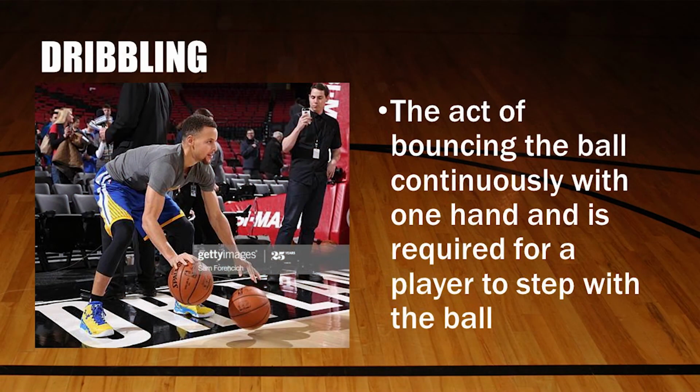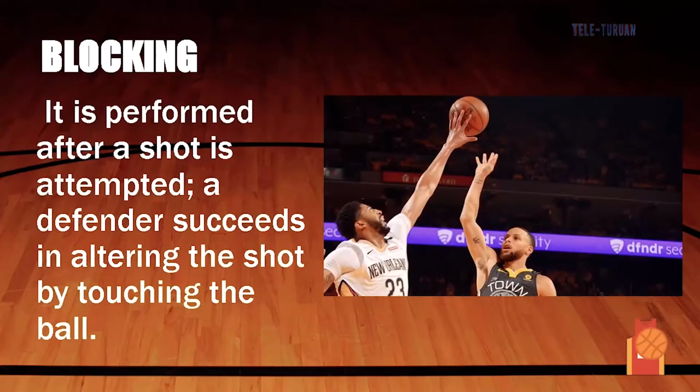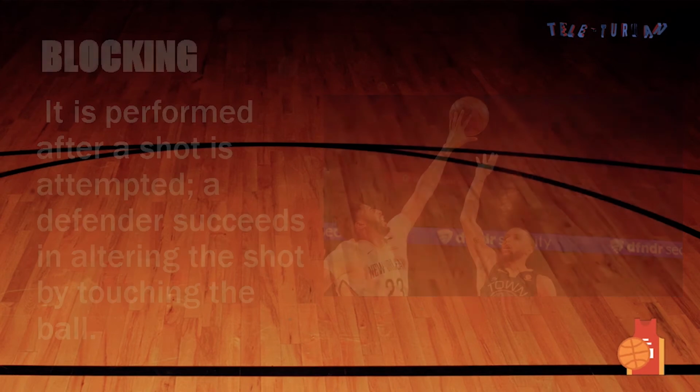Next basic skill of basketball is dribbling. The act of bouncing the ball continuously with one hand, and is required for a player to step with the ball. And last but not the least, one of the basic skills of basketball is blocking. It is performed after a shot is attempted. A defender succeeds in altering a shot by touching the ball like this.